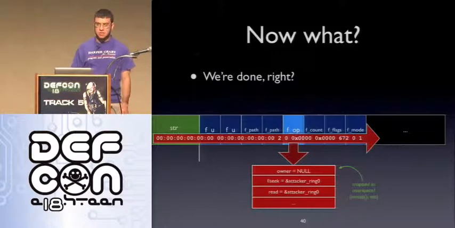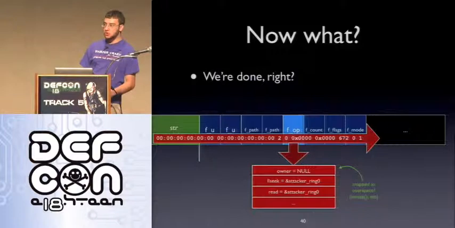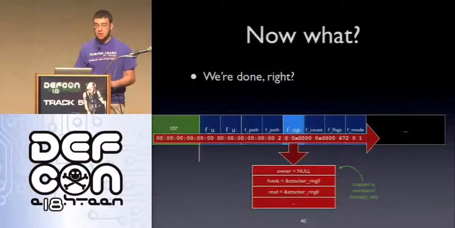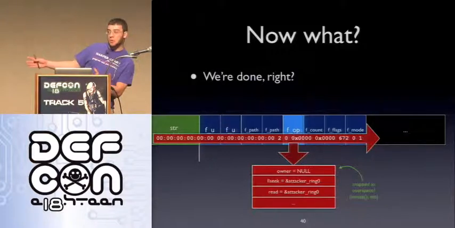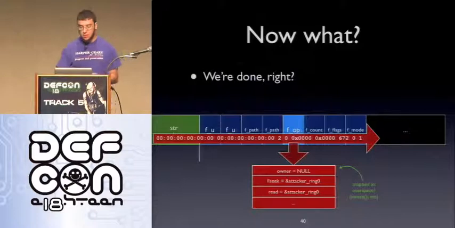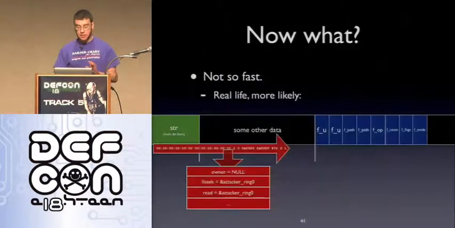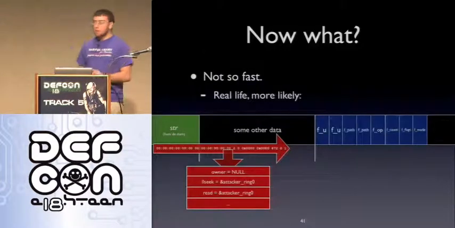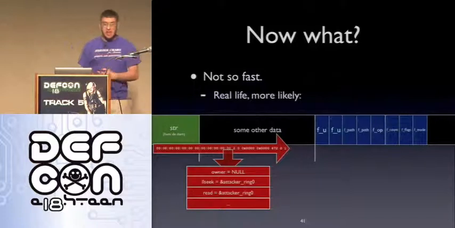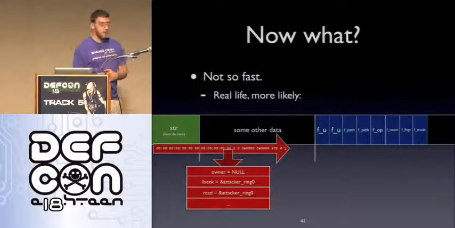And let's think about some of those other pointers, some of those function pointers. Maybe llseek should go to attacker ring 0. Maybe read should go to attacker ring 0. We're done, right? Well, not so fast. In reality, it probably looks a little more like that.